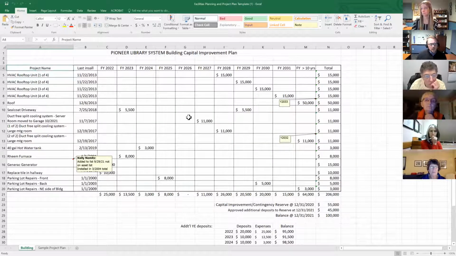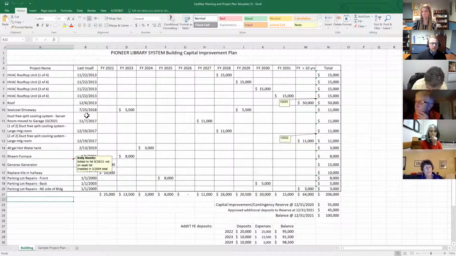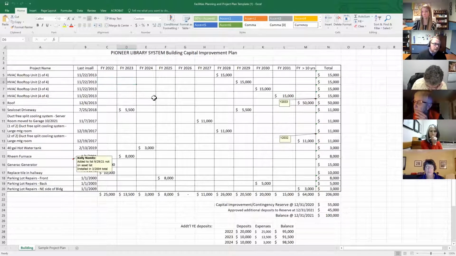But essentially, it has basically what the project is. We have all of our HVAC units listed over here. We have our roof, our driveway seal coat, the cooling system, the hot water tank, the furnace, generator, all this stuff that we have. And then when it was installed, so we know how old it is, and then each year what our estimates are for when we're going to have to upgrade it. And we know this because when we get our HVAC unit serviced, they say you have X number of years left on this before you have to replace it.